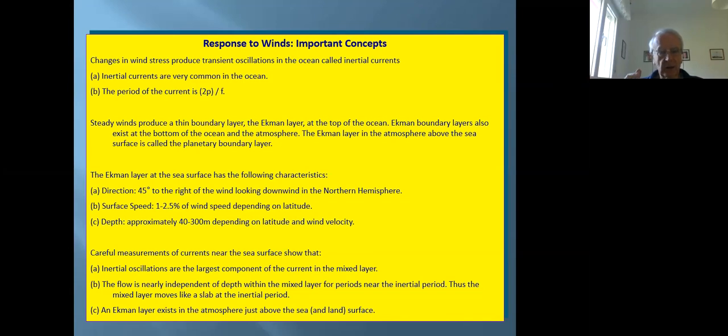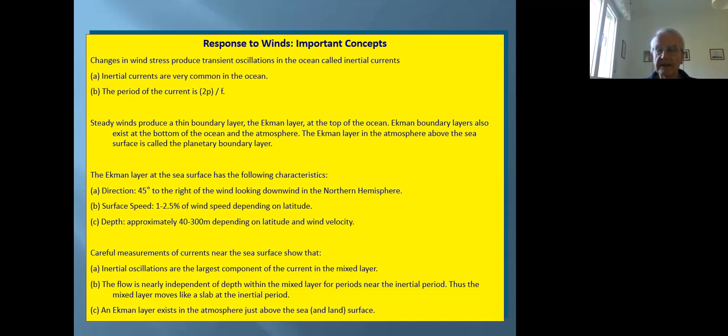You will see that the solution of the equation which approximates the influence of the steady wind is felt from approximately 40 to 300 meters, depending on latitude and wind velocity. So as I told you before, it was about up to 1,000 meters. But this direct influence, which has been obtained by applying the equation and getting the solution, is only 40 to 300 meters.